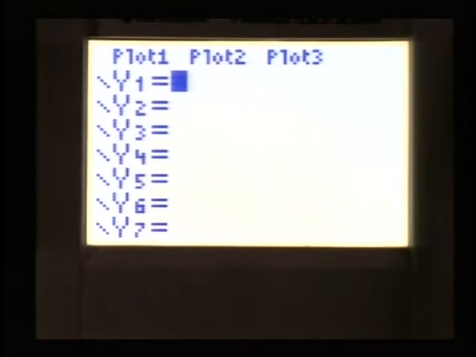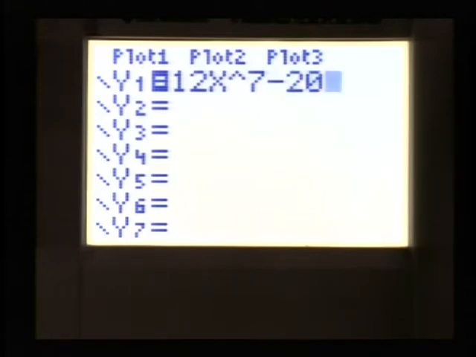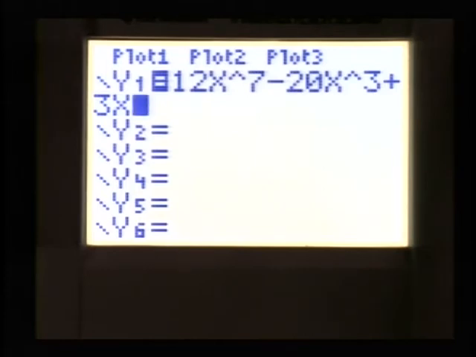So we take this function, 12, and you use your dedicated x key, which is up near the alpha key, and we're going to raise that using the exponent key to the 7th power. We're going to subtract from it, using the subtraction key, 20 times x raised to the 3rd power, and then we're going to add to it 3 times x. So we first of all enter the function. What's the next thing we do?